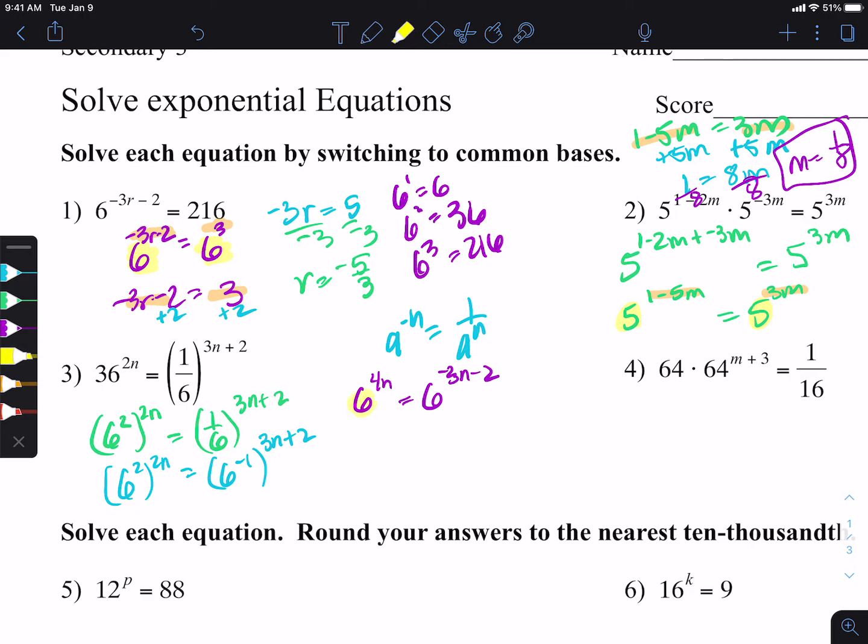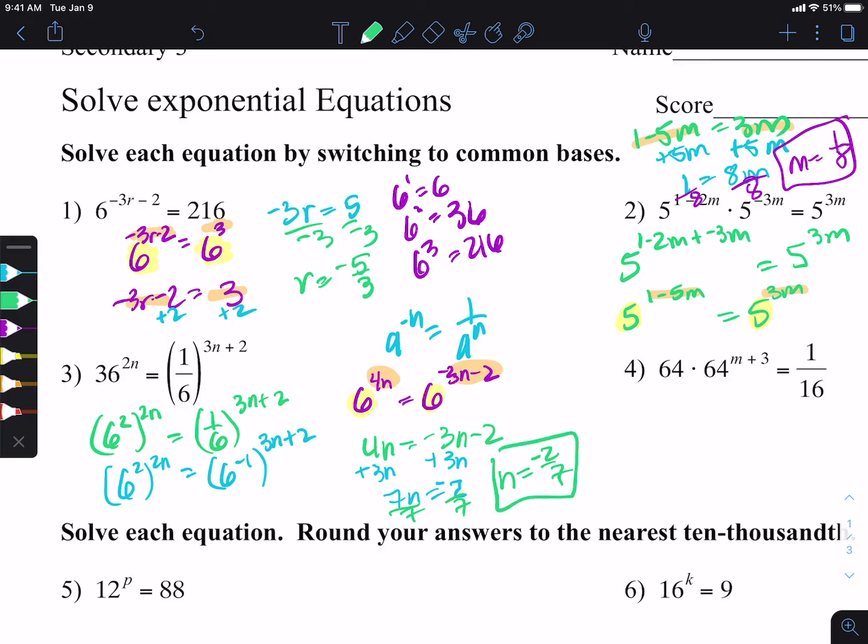Again, our bases are matching, so that means we want the exponents to match. So we have 4n equals negative 3n minus 2. I'm going to add the 3n to the other side. Then we get 7n equals negative 2. And then I'm going to divide by 7. So n is negative 2/7.